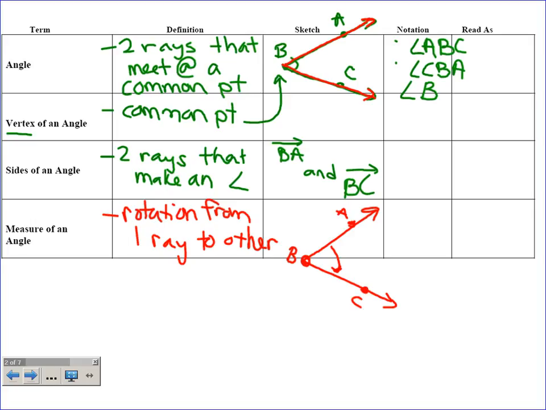Okay. If I was to write this notation-wise, this is a little bit different. We talk about the measure of angle ABC. Let's just say it's 35 degrees. This M right here means measure of. This angle symbol means angle, and that refers to angle ABC. The measure of angle ABC is 35 degrees. I'll put a little 35 degrees right there. Are we okay?